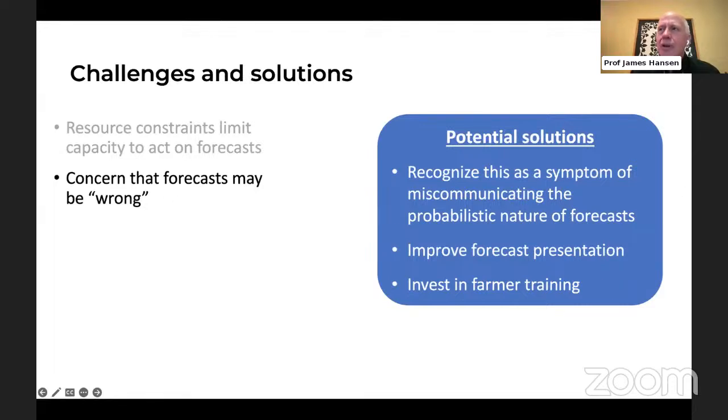So the solution here is, number one, be more careful about communicating the probabilistic nature of the forecasts. Avoid these deterministic statements. If farmers have seen a forecast sensationalized in the news media, try to correct that. But then some farmer training may also be important.